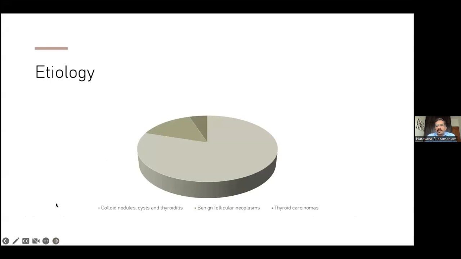So when you look at the etiology of thyroid nodules, the vast majority of them are benign. So around 80% of patients have colloid nodules, cysts, and thyroiditis. That accounts for the vast majority of the thyroid nodules we encounter in clinical practice. Around 15% have benign follicular neoplasms, so adenomas and other benign follicular neoplasms. Only 5% are malignancies involving the thyroid gland. So these include everything. They include the differentiated thyroid cancers, medullary, anaplastic, and they also include metastatic cancers involving the thyroid gland. So sometimes, rarely, you can have renal cell carcinoma or breast cancers with metastasis to the thyroid gland. All of that comes within 5%.